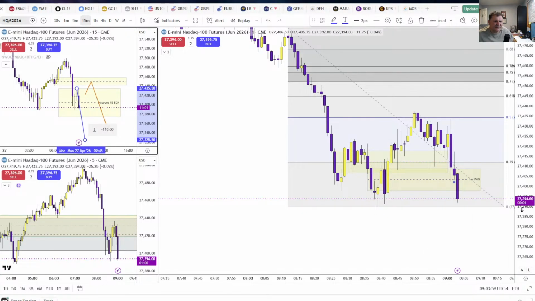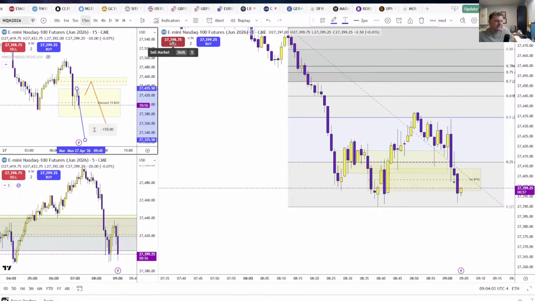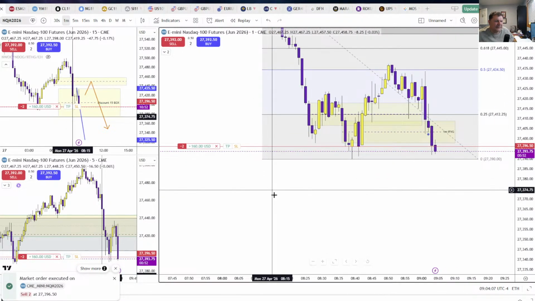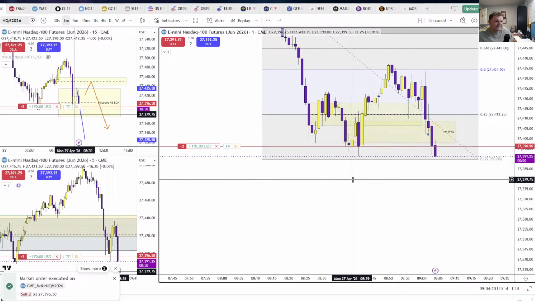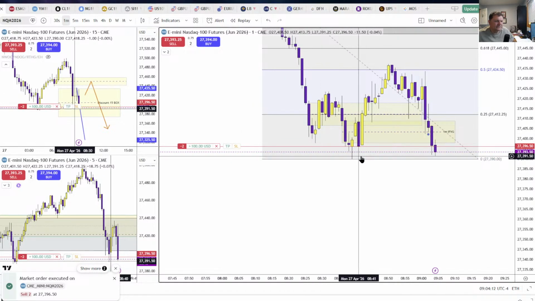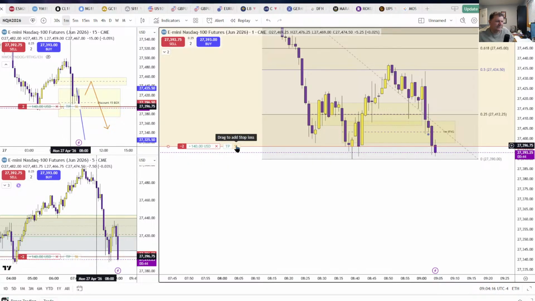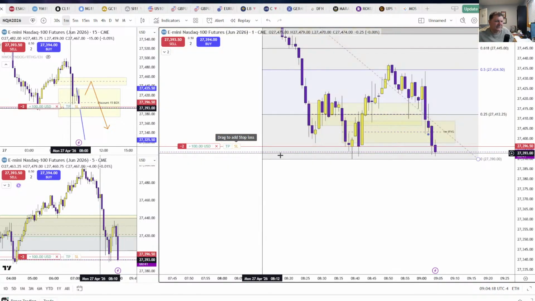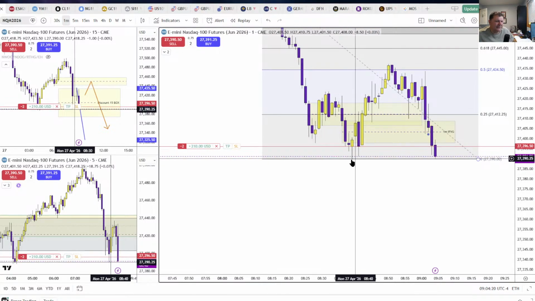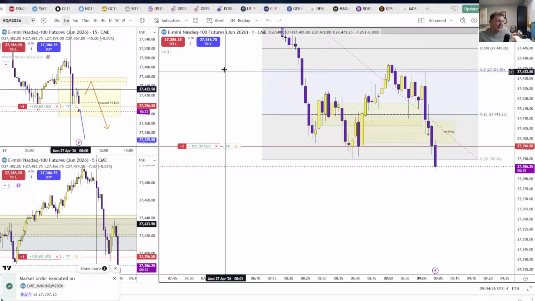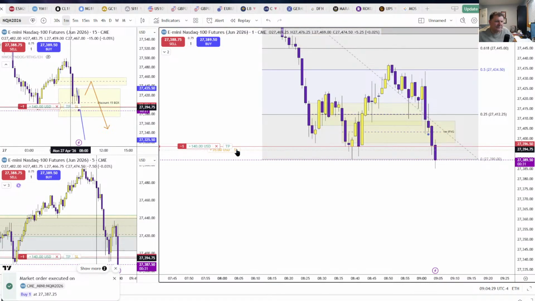Watch 2 seconds. It's through. Now I'm going to take a short there. This is a Model 3. You pay yourself 1 there. Move to break even. As it takes out the low, you pay yourself 1 there. So you take 1 off there. And then you move yourself to break even.